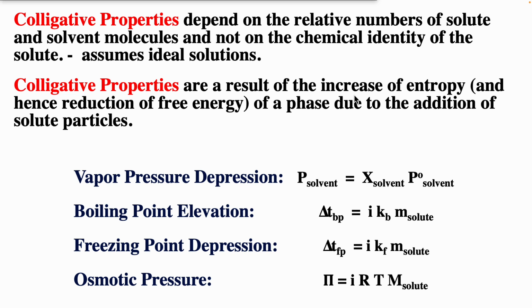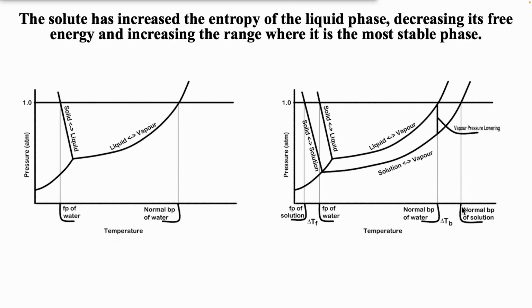Adding the solute particles increases the entropy of the solution, hence lowering the Gibbs free energy, making it more stable. And so that raises the boiling point, reduces the freezing point, increasing the range where the salt solution is the most stable phase. It lowers the vapor pressure, and again, osmotic pressure is just a colligative property. And so again, we can look at the phase diagram. So this is for pure water. Here is for the salt solution. And so again, it's increased the range where the solution is the most stable phase. I hope that helps.